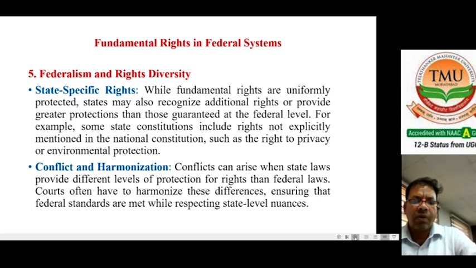Conflicts and harmonization. Conflicts can also arise when a state law provides a different level of protection for rights than federal law. Courts often have to harmonize these differences, ensuring that federal standards are met while respecting state-level nuances. These are very important things related to fundamental rights.